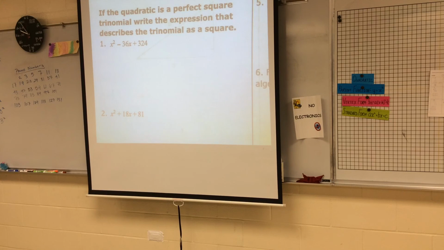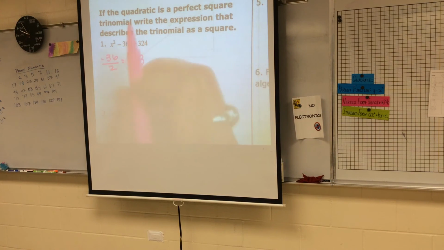The directions say if the quadratic is a perfect square trinomial, write the expression that describes the trinomial as a square. So number 1 says x squared minus 36x plus 324. So the first thing I want to do is check to see, is this a perfect square trinomial? Well, I'm going to take a look at that b value, negative 36. If I divide that by 2, what's negative 36 divided by 2? Negative 18.